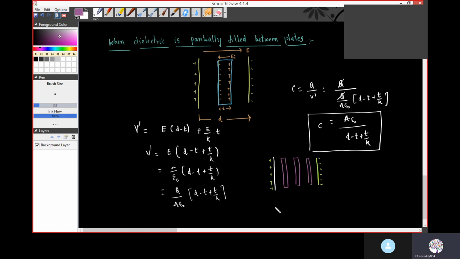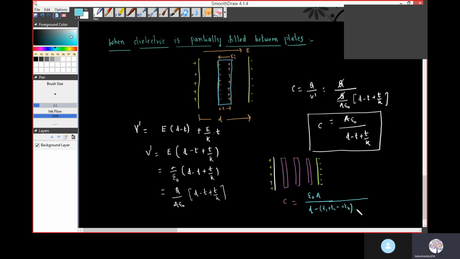A few dielectrics I'll place here. Now I will write the capacitance. C is equal to epsilon naught A by d, where A is the area of the plate and d is the distance, minus t1 plus t2 plus so on plus tn. Like that, n of them are there.